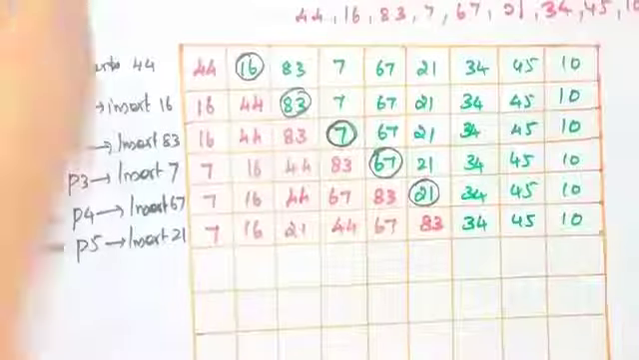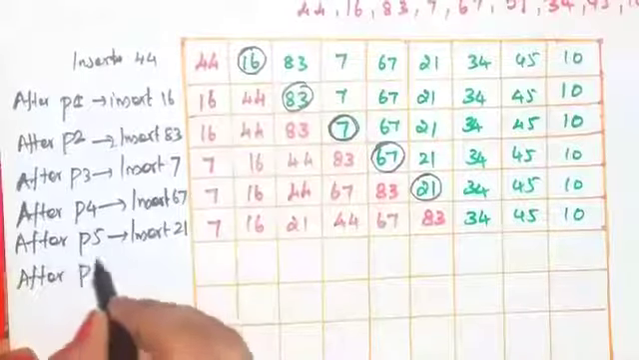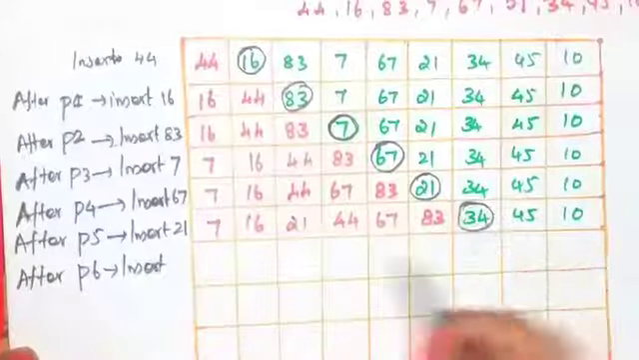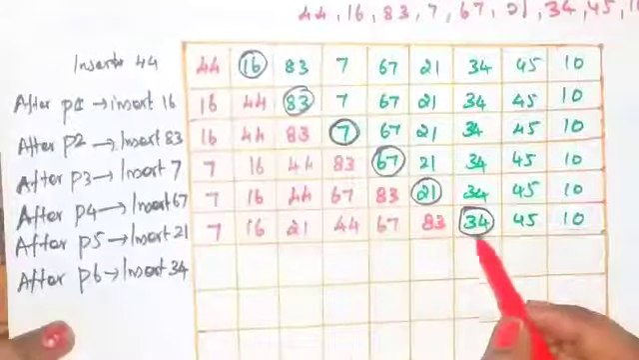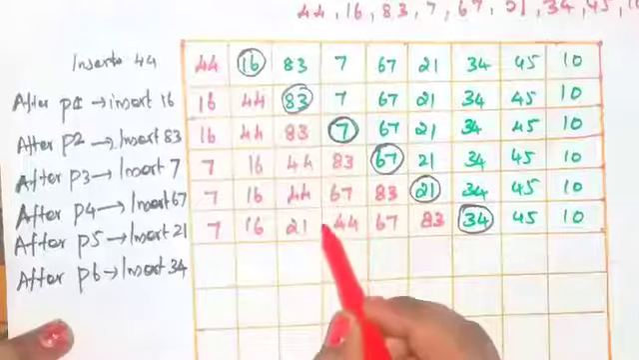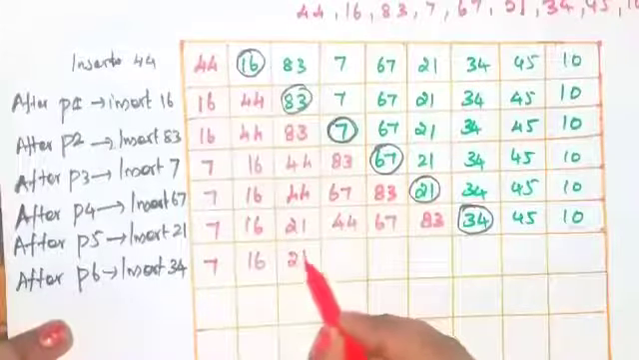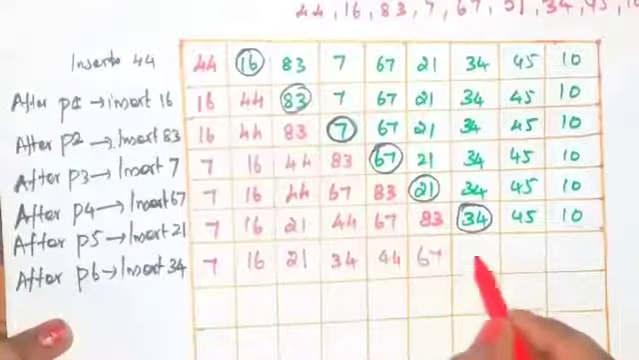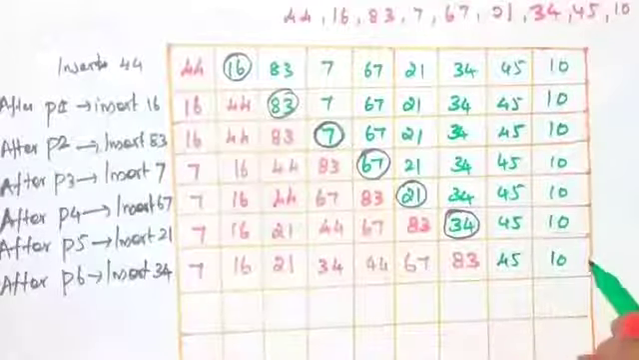So this is pass 6. After pass 6, insert the next element, that is 34. So compare this 34 with these elements. This 34 is greater than 21 and smaller than 44, so you have to insert here. So 7, 16, 21 and 34, 44, 67, 83. And write the remaining elements 45 and 10.